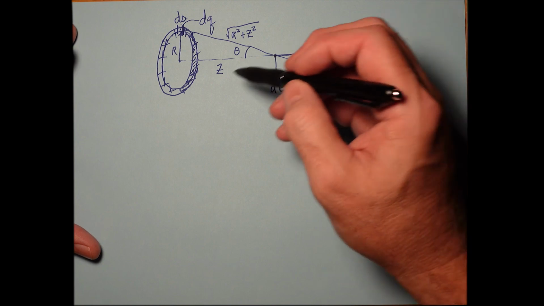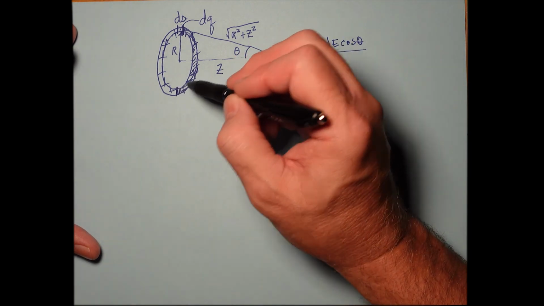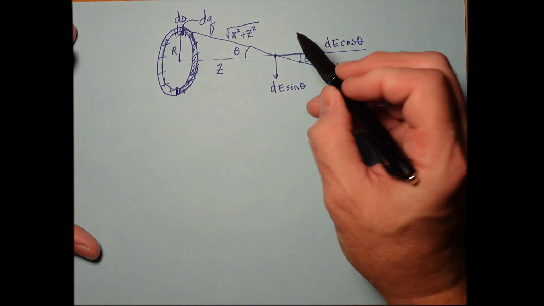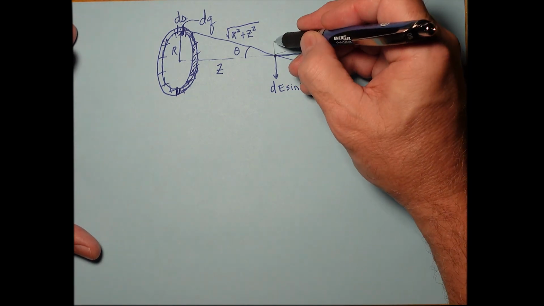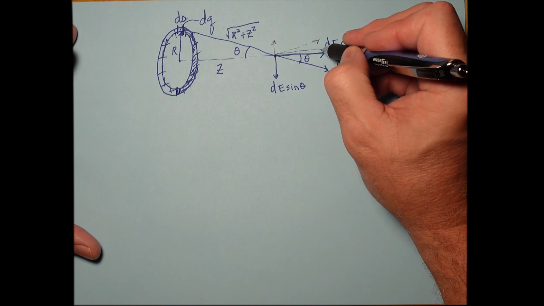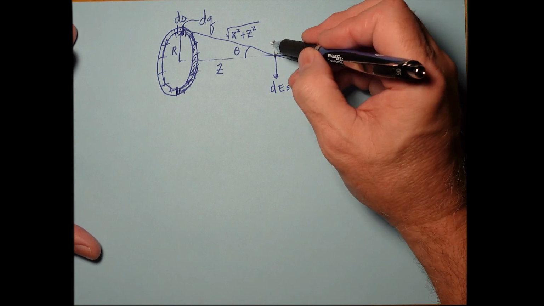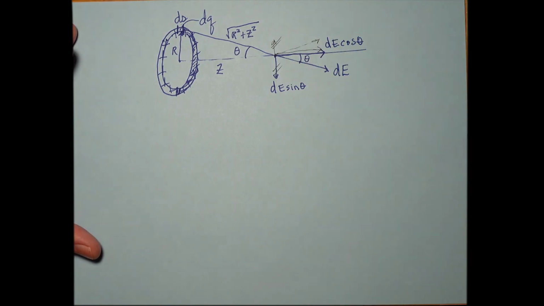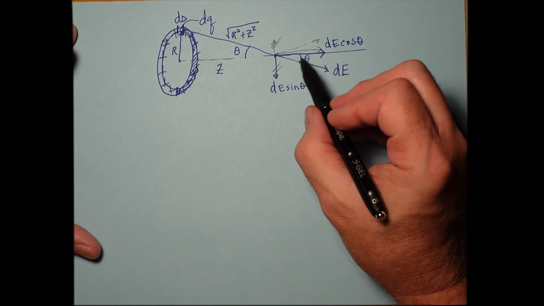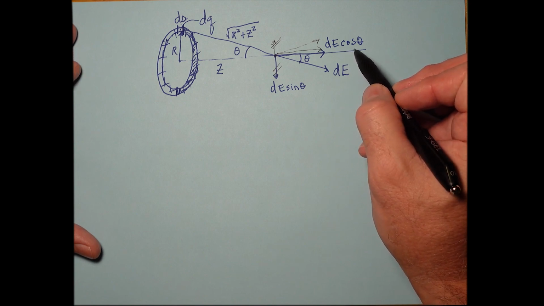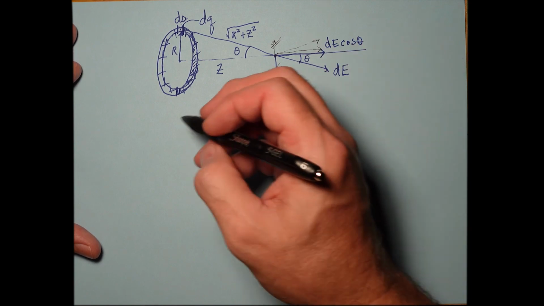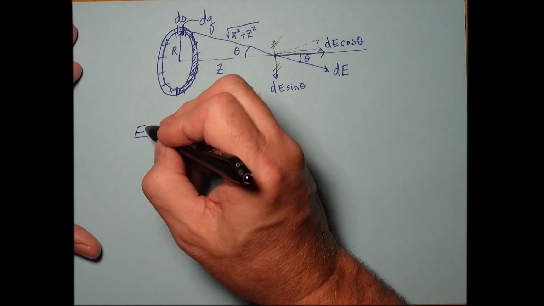All right, so for a component on the opposite side, you're going to have it going up this way, and you'll be able to break it up into components like that. What's going to happen is these vertical components cancel. So really, the only integration we have to do is over this dE cosine theta component. Let's take that and run with it.